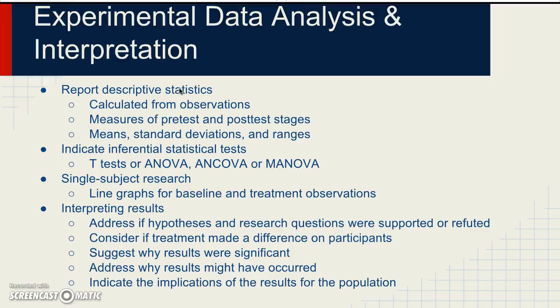The final step in the process is the interpretation of results. This includes addressing whether the hypothesis and research questions were supported or refuted, considering if the treatment made a difference on participants, suggestions on why results were significant, addressing why results might have occurred, and indicating the implication of the results for the population.